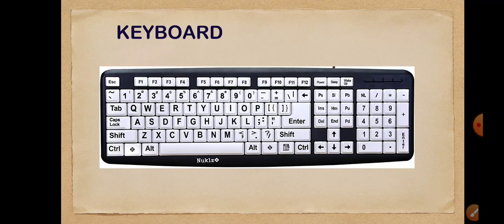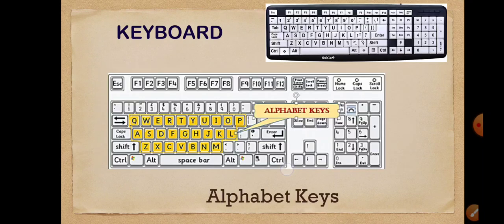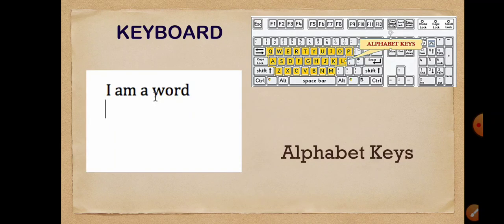Now let us learn more about these keys. First type of keys are alphabet keys, which have all the alphabet on them like Q, W, E, R, T, as you can see on the screen. These are called alphabet keys and these are used for typing words on computer.